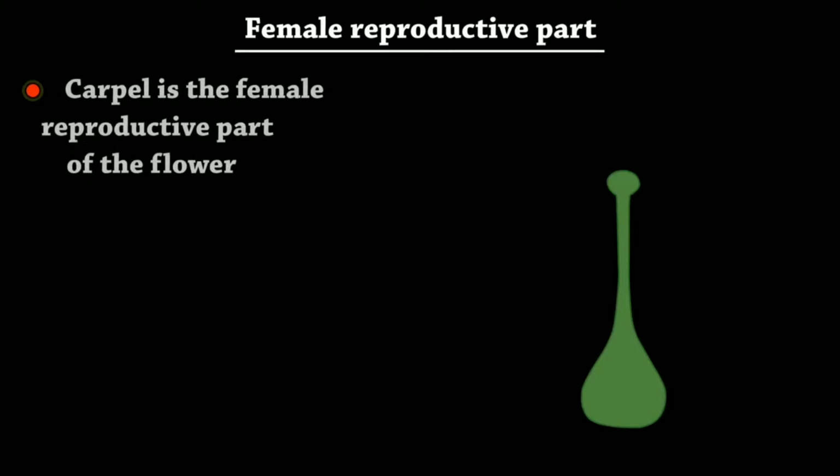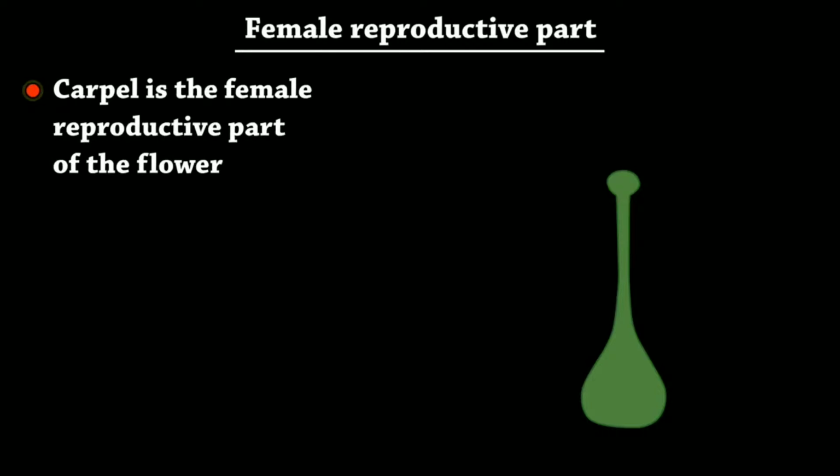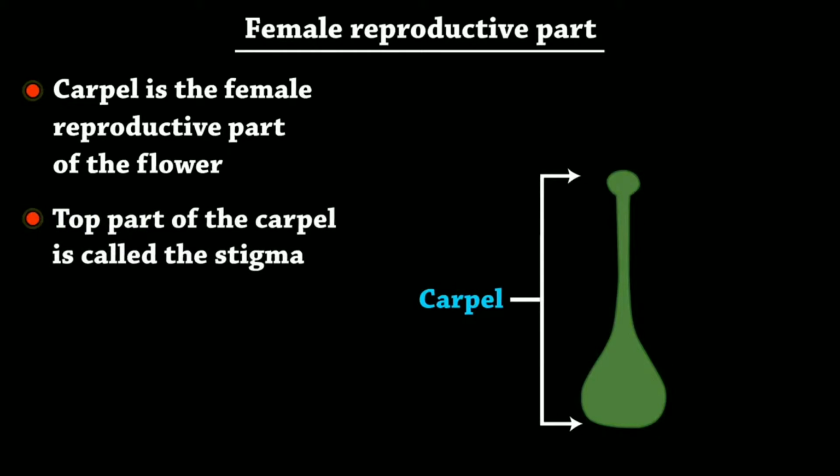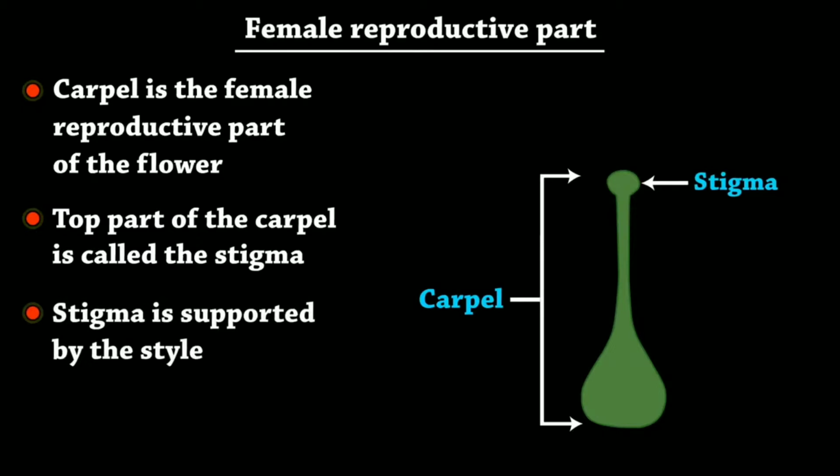Now the female reproductive part. Carpel is the female reproductive part of the flower, or the other name is pistil. The top part of the carpel is called the stigma. The stigma is supported by the style.